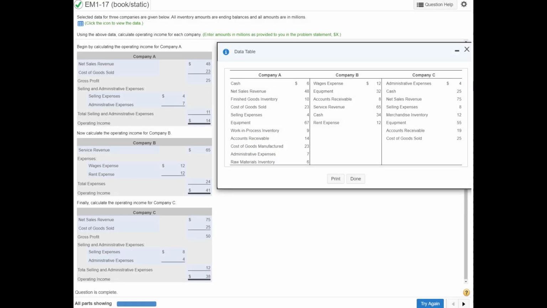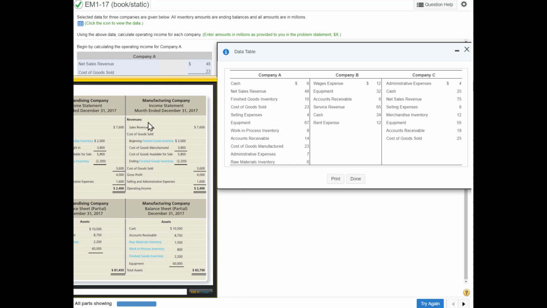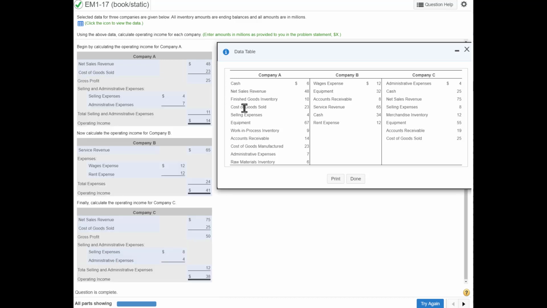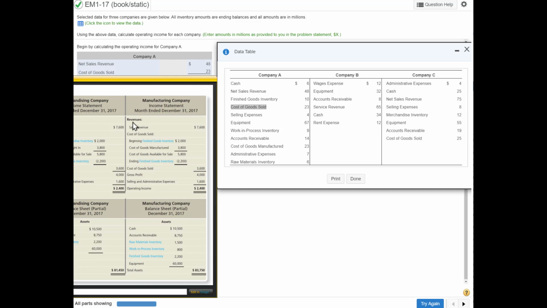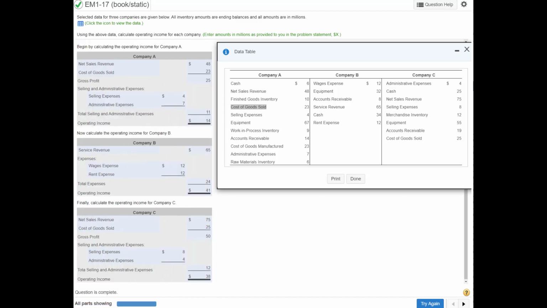So in future homework problems, we will sometimes have to show how cost of goods sold is calculated. In other words, we won't have cost of goods sold calculated for us like right here. We will have to break it out like this. Beginning finished goods plus cost of goods manufactured equals goods available for sale minus ending inventory gives you the cost of goods sold. So you need to get used to working with the cost of goods sold formula. And that's it.